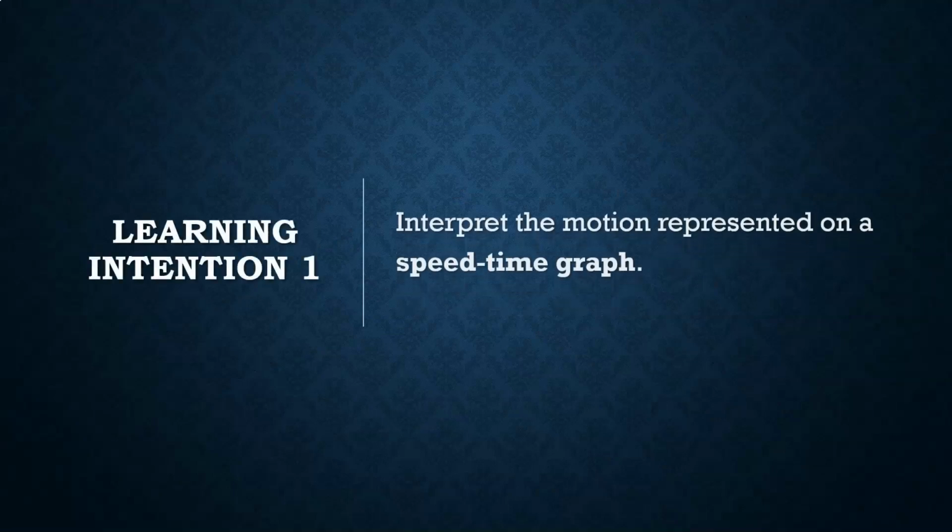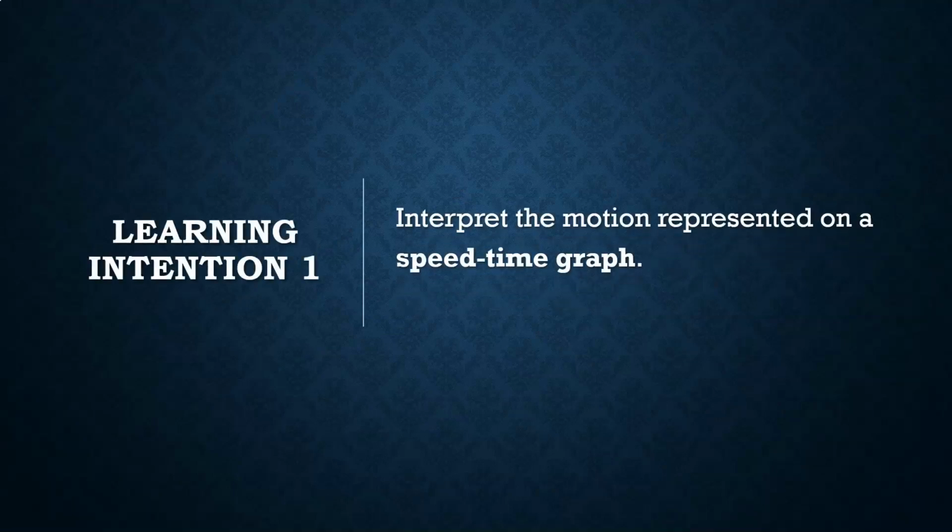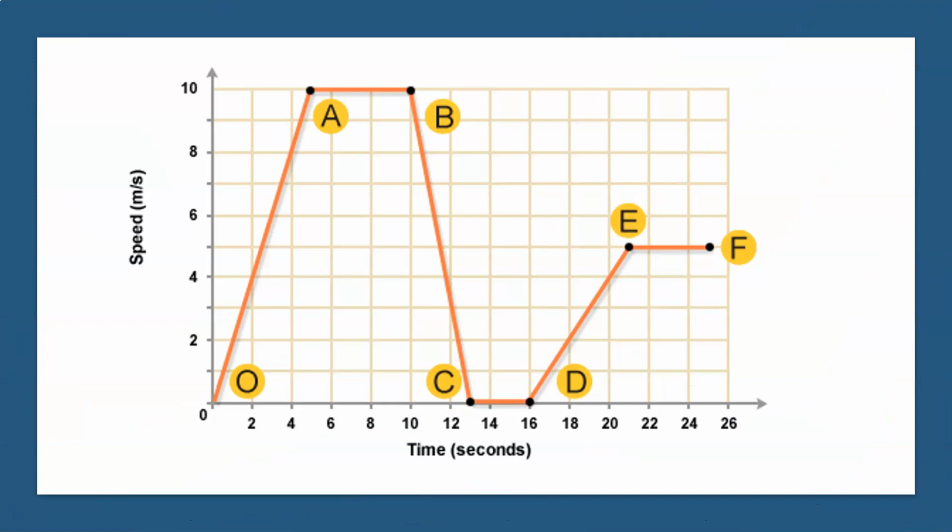Okay, learning intention number 1. Interpret the motion represented on a speed time graph. So in our previous video, we looked at distance time graphs. Now we need to think about these speed time graphs and think about the story that they're telling us. So here we go. We start at the origin of the graph here. At this point, we're on 0 seconds and 0 speed.